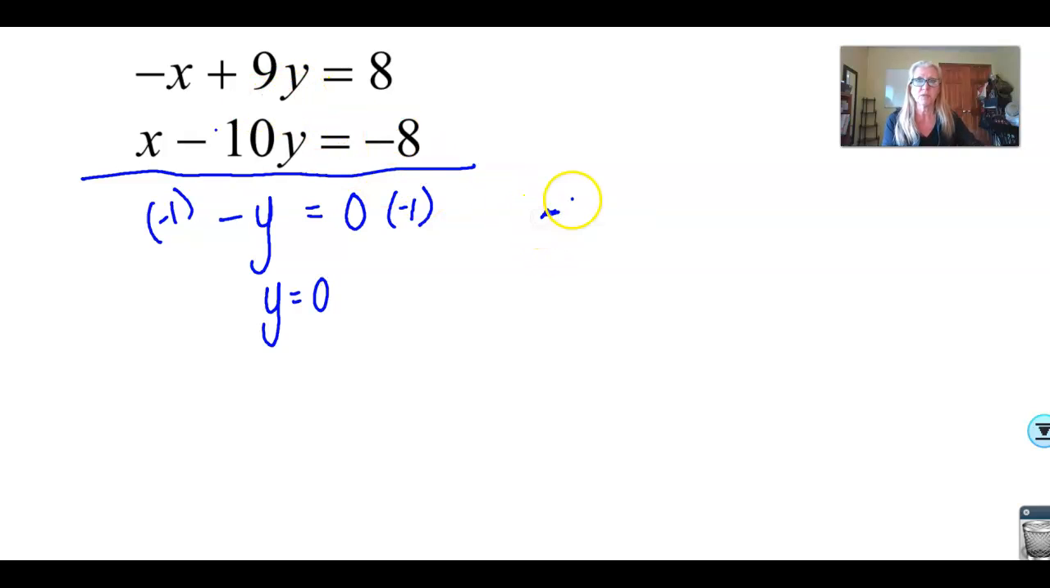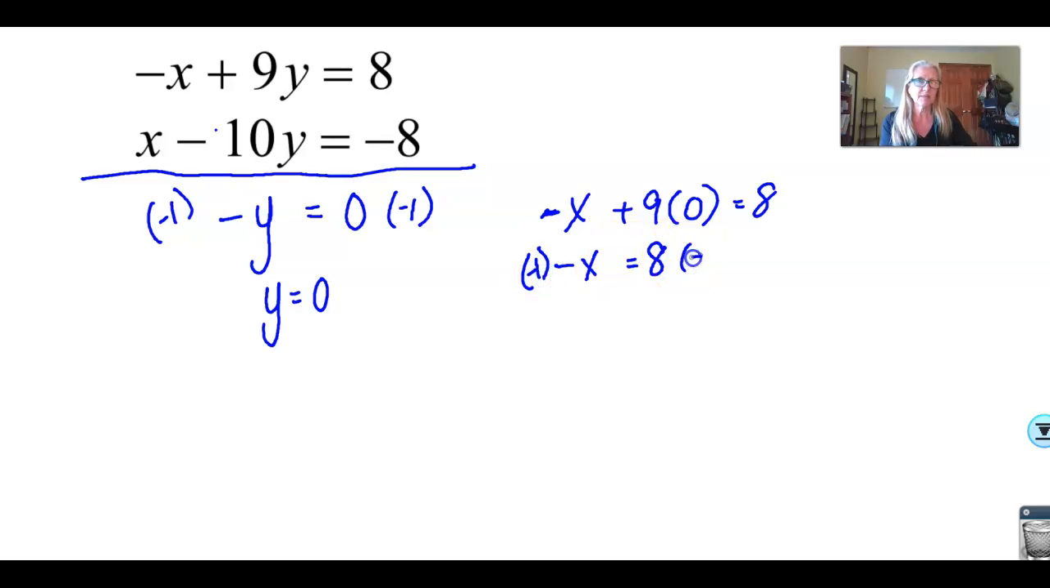Now we pick one of the equations to substitute y. I'm going to go with this first one, negative x plus 9 times 0 equals 8. That gives me negative x, 9 times 0 is 0, equals 8. To get x to be positive, we multiply it times -1. You could also divide it by -1, same difference. And we get x is -8. So that means that our solution is x is -8, y is 0. Super fun, right? I'm loving it.